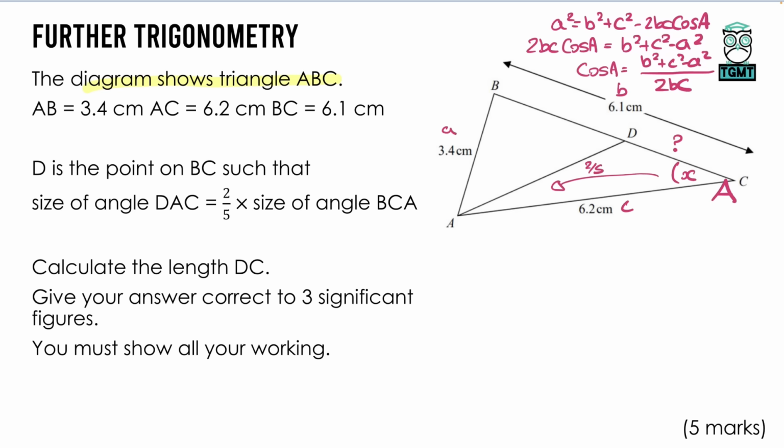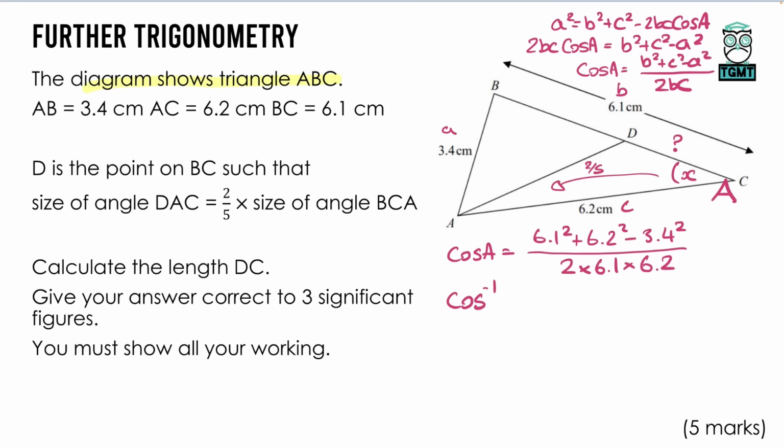But now I can actually work this out. So for cos A, I would need to do b squared plus c squared, which is 6.1 squared plus 6.2 squared minus 3.4 squared, and that's all over 2 times b, which is 6.1, times c, which is 6.2. Now it's completely up to you how you do this. I like to just do the inverse of cos when I'm finding the angle, and then put that entire fraction inside the bracket. So it does it all in one step. Or you can type it all in one go and then just do cos minus 1 of your answer.